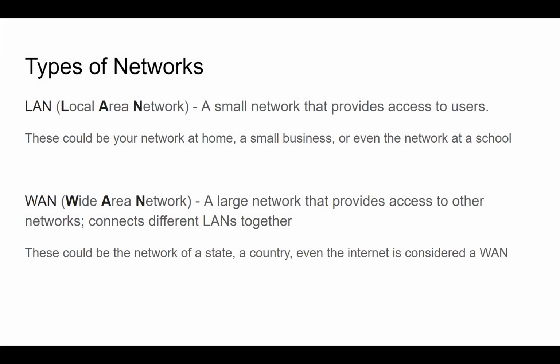And then there are the Wide Area Networks, or WANs. These are large networks and they connect different LANs together so that the devices in the different LANs can communicate with each other. Examples of this include the network of a state, a country, or the internet, which is also a WAN.